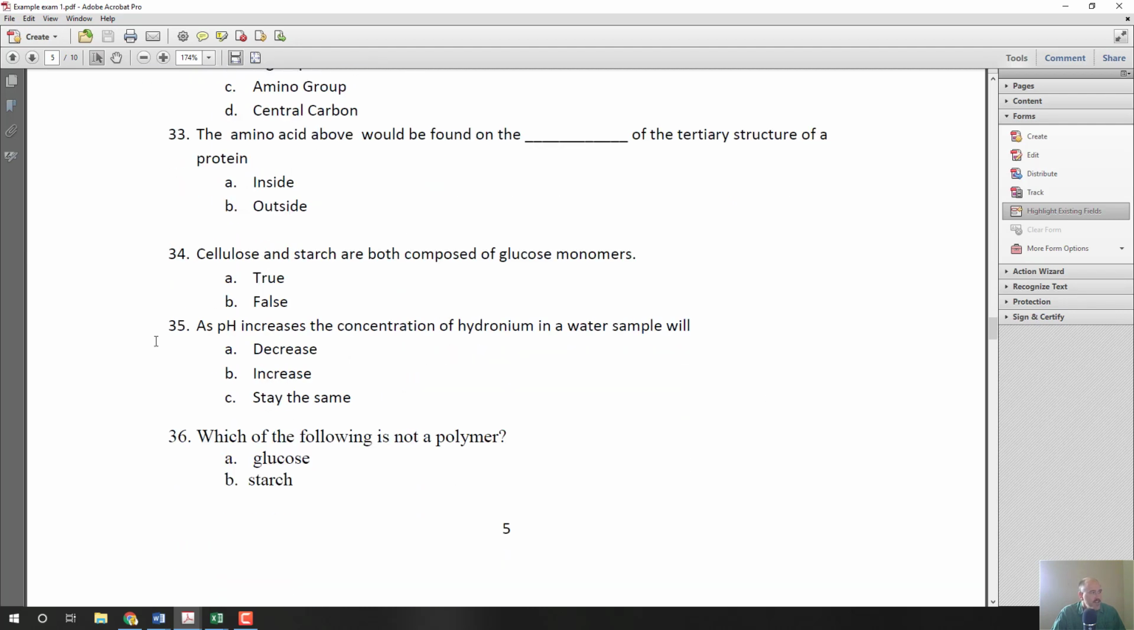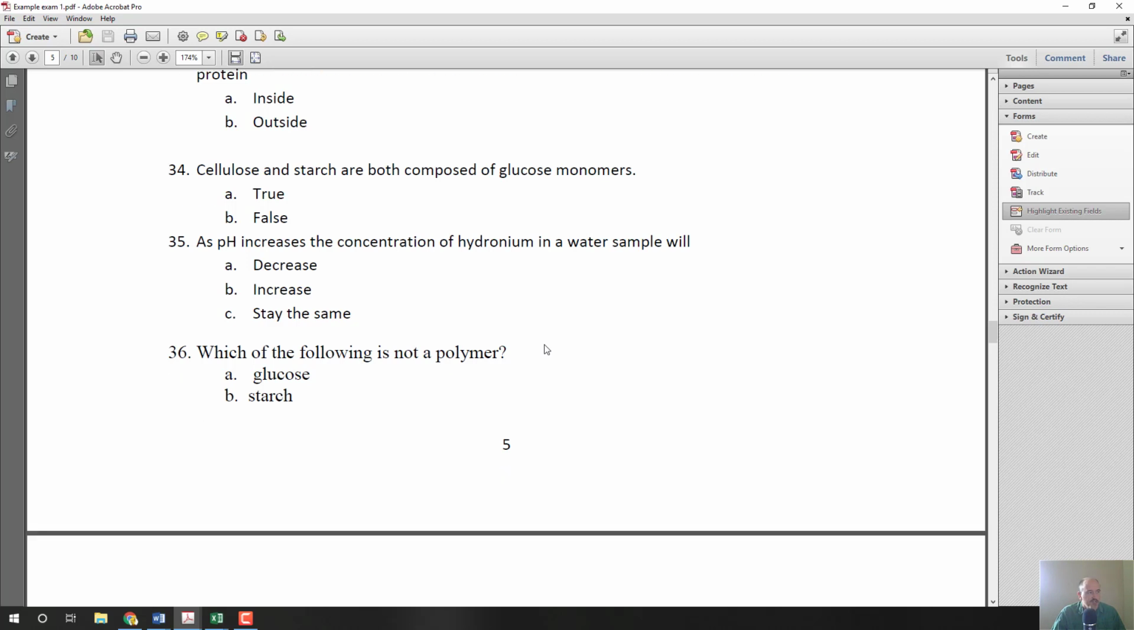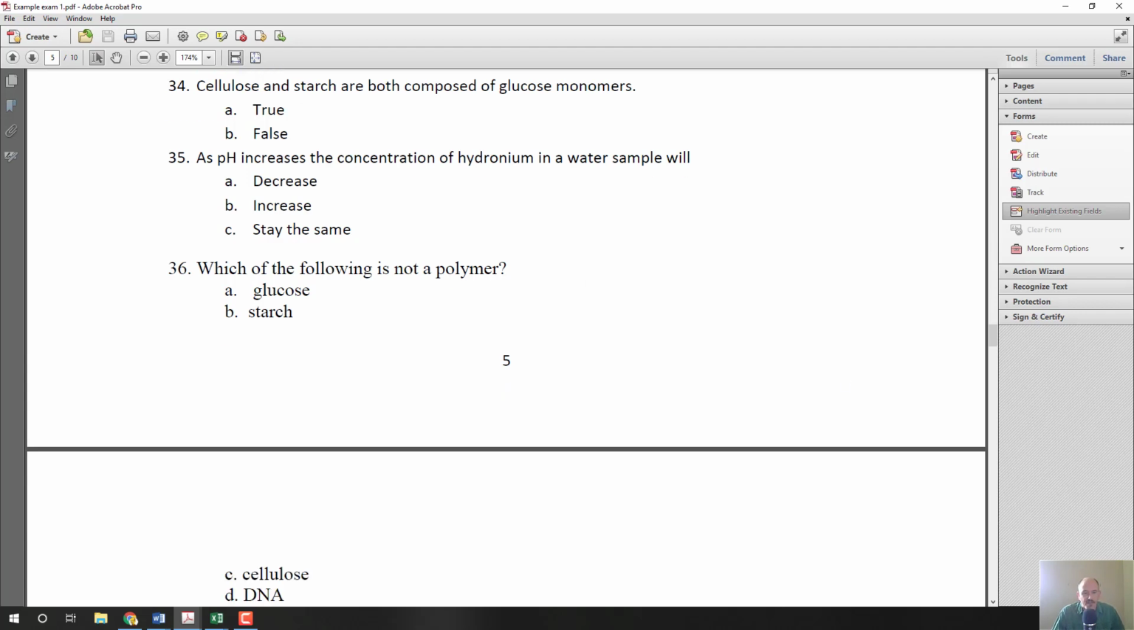Number 34. Cellulose and starch are both composed of glucose monomers. True. Those are true. One of them is composed of alpha glucose, one is composed of beta glucose. Number 35. As pH increases, the concentration of hydronium, or I didn't use that word this semester, hydrogen ions is how I referred to it. The concentration of hydrogen ions in a water sample will what? As pH increases. As the numbers of pH go up, that means hydrogen ions are going down, so the answer is A, decrease.